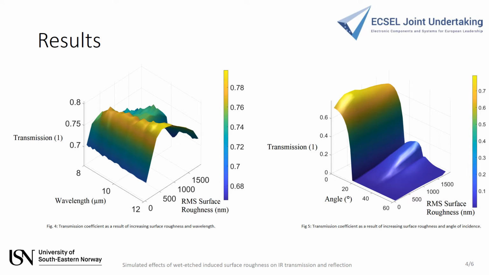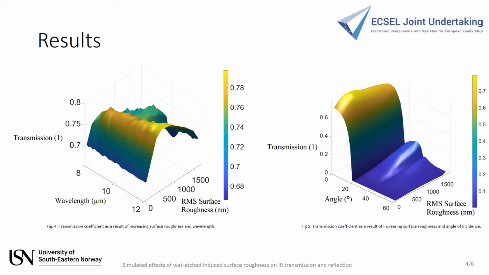The first thing to notice when we look at figure 4 on the left is that for the wavelength sweep with increasing roughness, the results are actually fairly stable, with the transmission coefficient only ranging from 0.66 to 0.8. A clear trend we can observe, however, is that there is a clear increase from 0.7 to 0.78 plus minus 0.02 at RMS surface roughness of approximately 500 nanometers, meaning that wet-etched induced surface roughness in this range might actually help transmission, not prevent it.